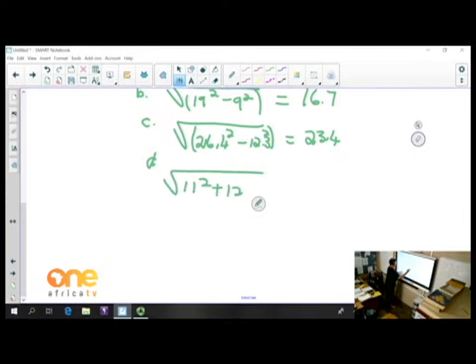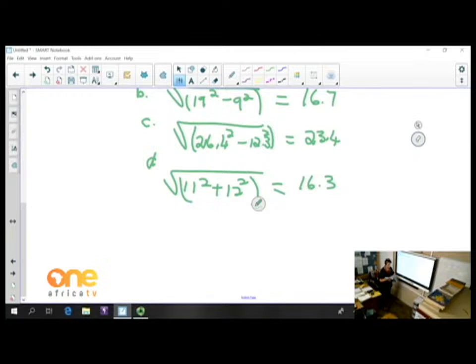squared plus 12 squared. And what do we get? So it's the square root of 11 squared plus 12 squared, close, is equal to, and I have 16.3 centimeters. Okay, so this is what you did in grade 9. It's not new work here.